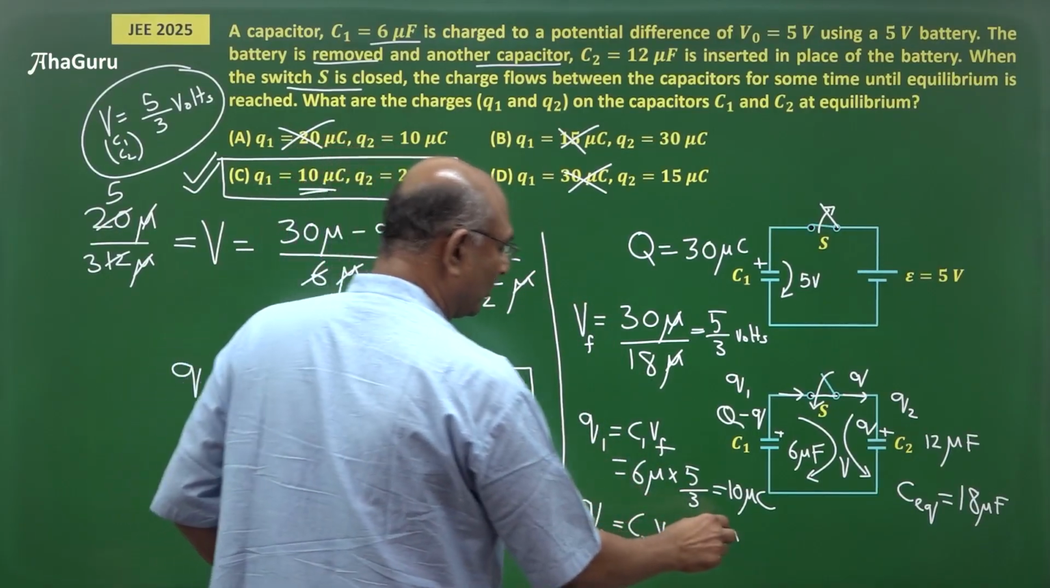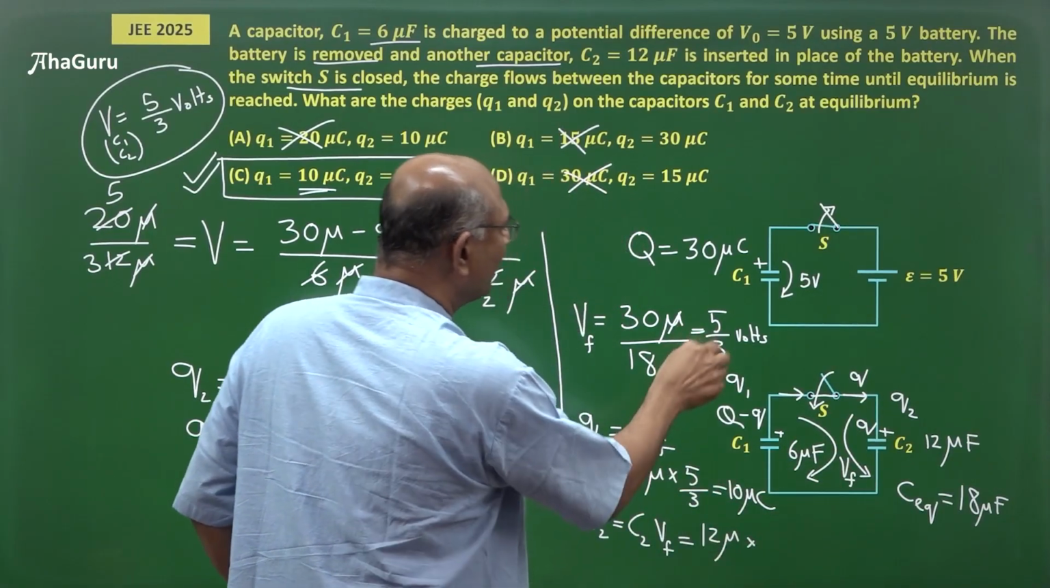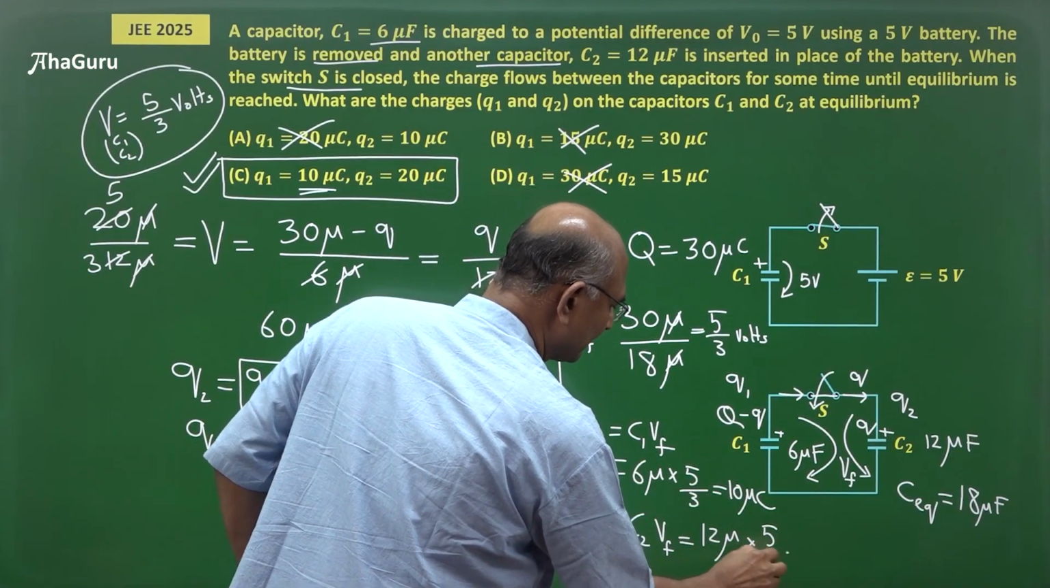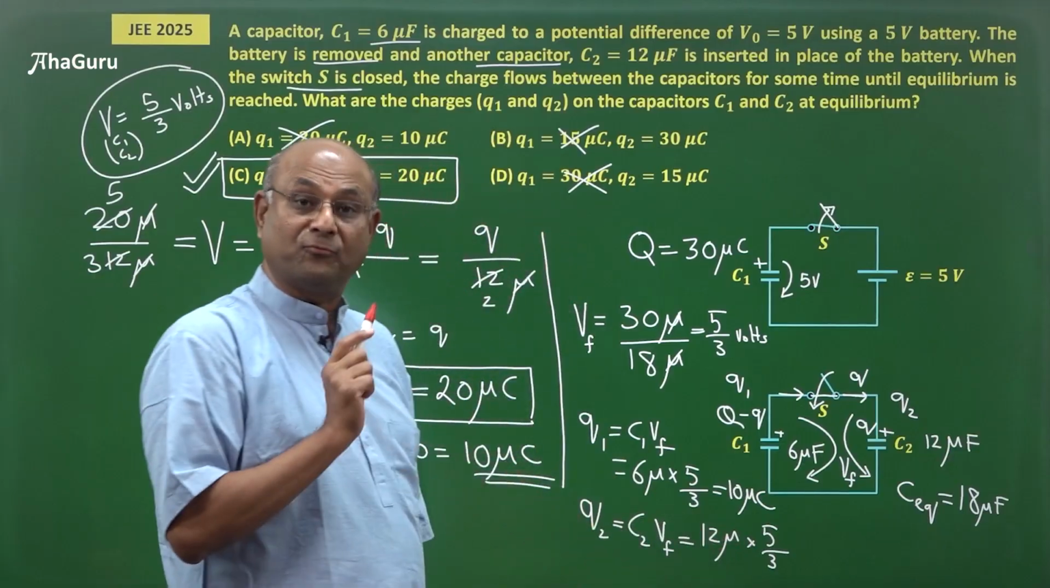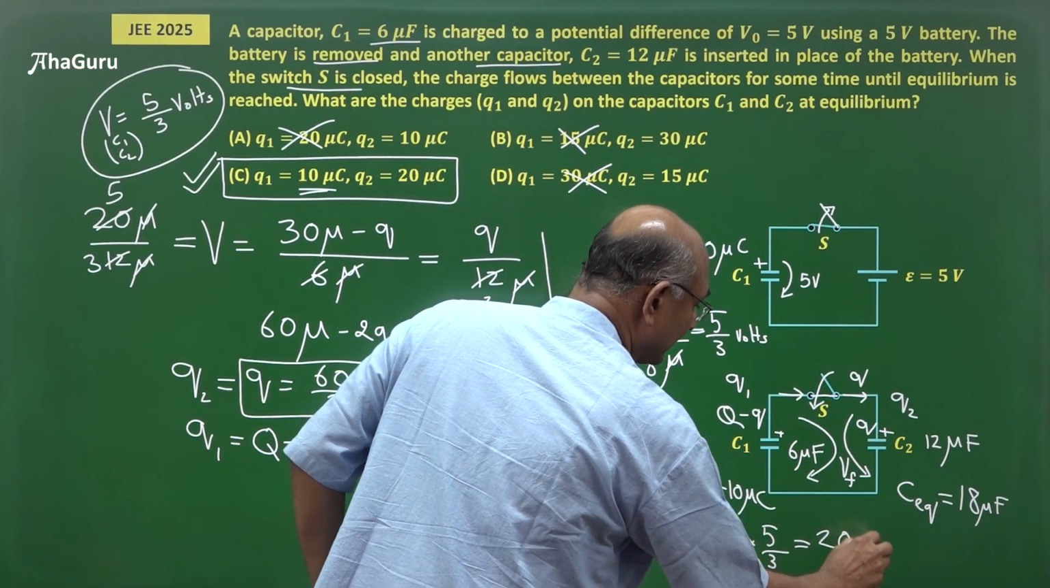So, 12 micro into, what is this potential drop? VF. Oh, 5 by 3, 5 by 3 volts. 12 by 3 is 4, 4 into 5, 20. So, this is going to give me 20 microcoulomb.